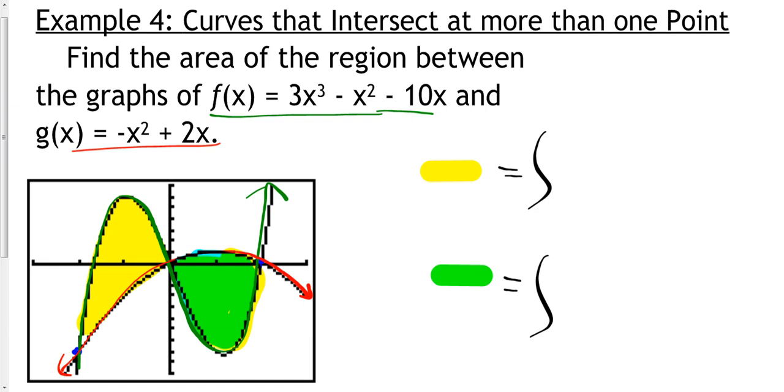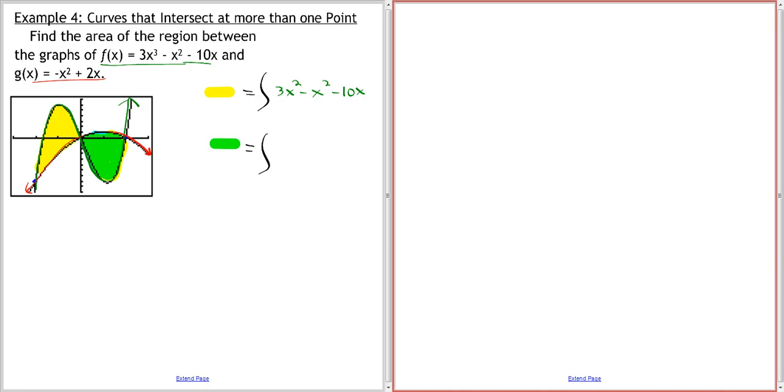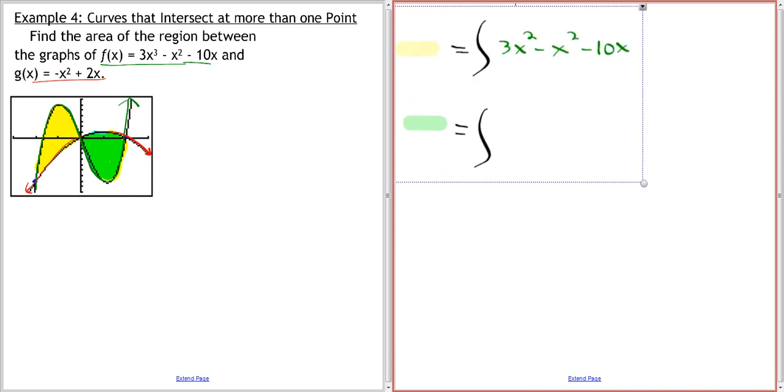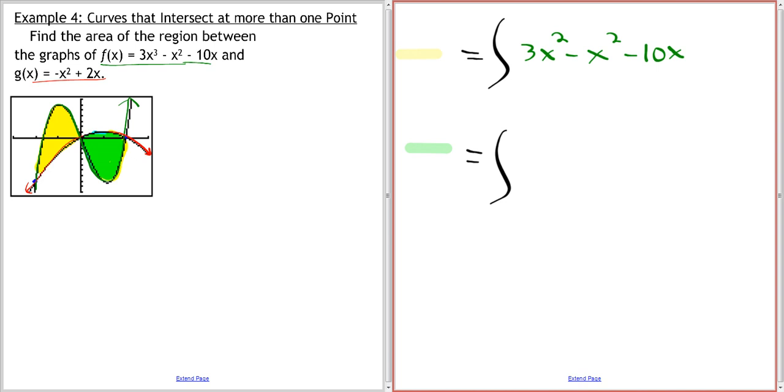So if we're working on yellow, what is the top function? In the yellow region, the top function is this guy right here, 3x cubed minus x squared minus 10x. And the bottom function, I'm running out of space. I'm going to split the screen. Okay, yellow and green. Okay, so we've got to subtract out from that minus this function. Well, it's negative x squared, so I'll make that positive, and it's positive 2x, so make that negative, and there's a dx. So that's how that integral is set up.